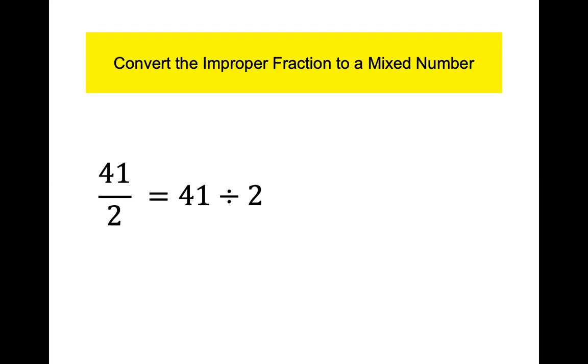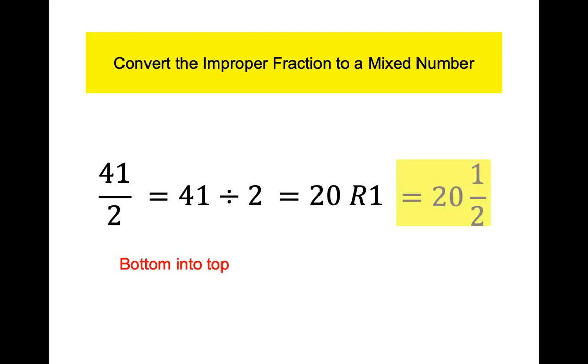Let's see, 2 goes into 41 20 times, right? And that's bottom in the top, the division. 2 goes into 41 20 times with a remainder of 1. You see how I did that? 2 goes into 41 20 times, remainder 1. Turns out that's all the information we need. We take that answer, 20 remainder 1, and we turn it into that mixed number.